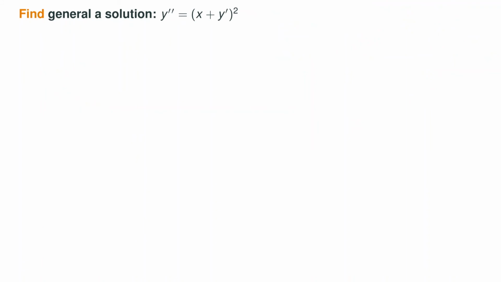We see we're looking at a second order differential equation. And again, it just has the terms y prime, y double prime. So if we make the substitution p equals y prime, and then our p prime would equal y double prime, we'll get the first order differential equation of p prime equals x plus p squared.